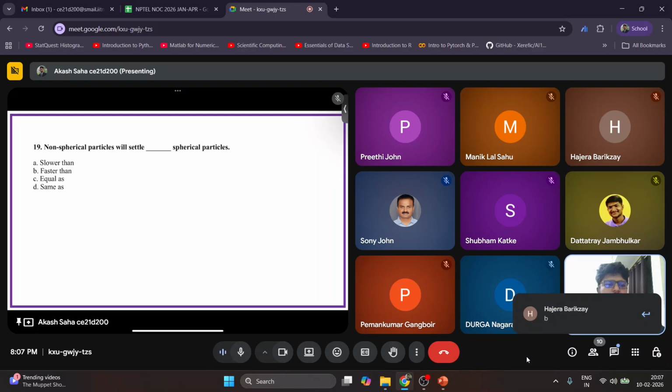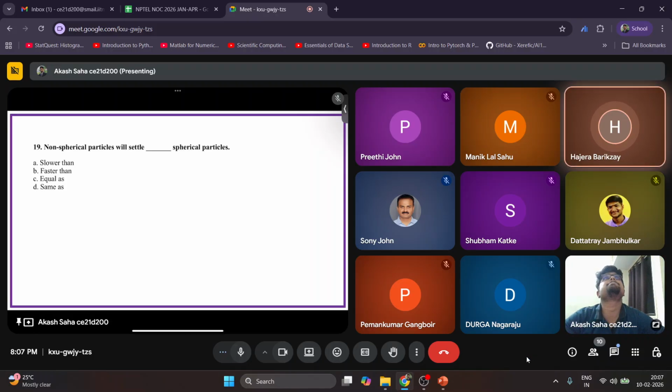So if you are answering for this problem, I would also like to know why you think this non-spherical particle will settle faster or slower than the spherical particle. What is the reason? I'm not sure, but maybe because of the surface of it.